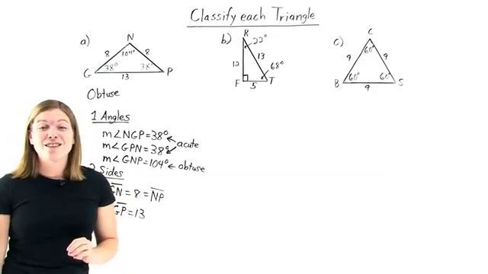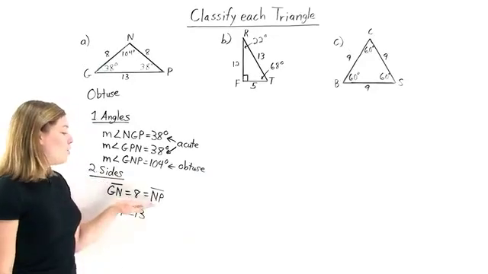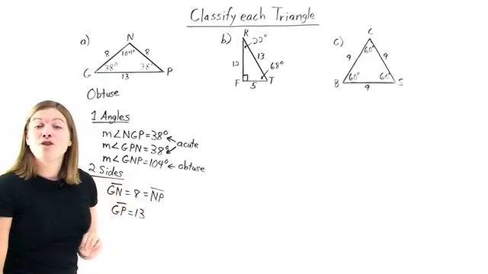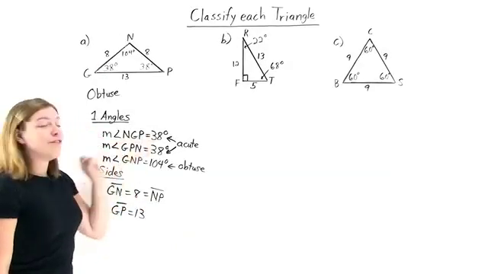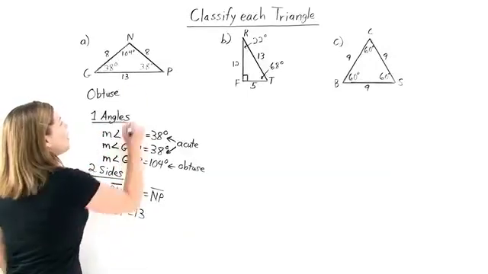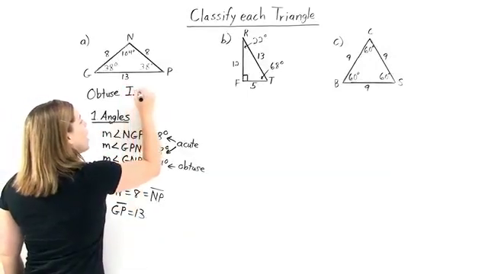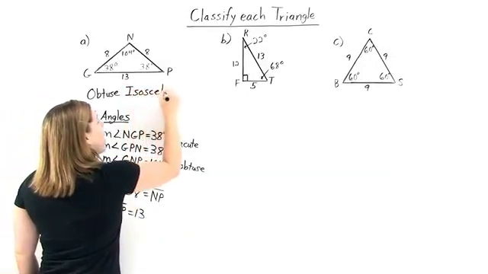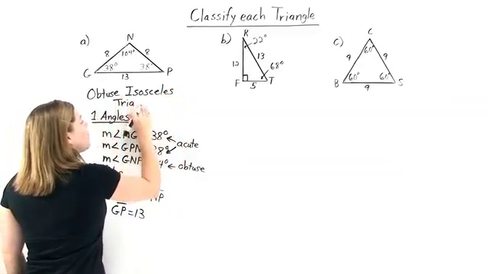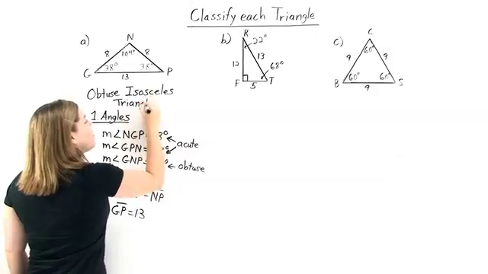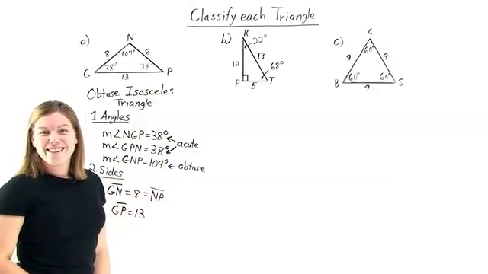And in an isosceles triangle, we not only have 2 congruent sides, but we also have 2 congruent angles. These 2 angles right here, they have the same angle measurement. So, not only do we have an obtuse triangle, but we also have an isosceles triangle. So that means we can classify this triangle as an obtuse isosceles triangle.